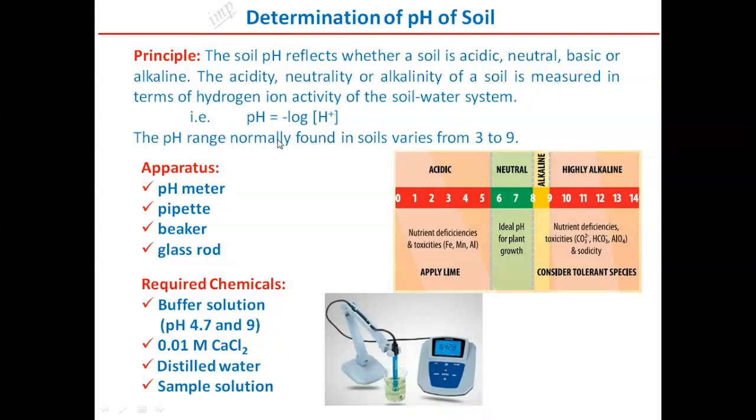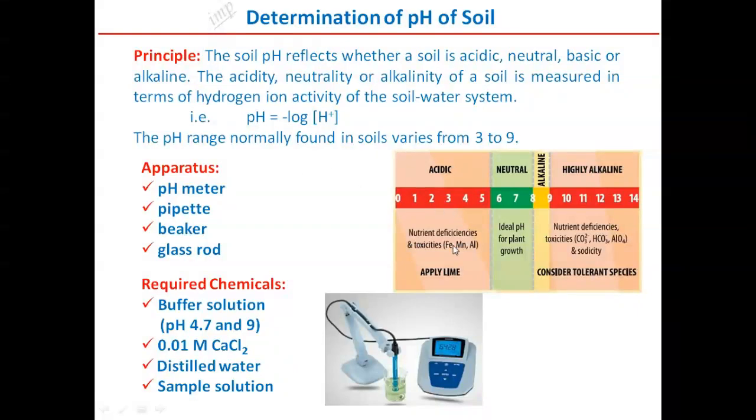The acidity, neutrality, or alkalinity of the soil is measured in terms of hydrogen ion activity in the soil water system. So we need to measure the concentration of hydrogen ions, or the hydrogen ion activity, in the soil water system. That is measured in terms of pH, which is equal to minus log of the concentration of H+ ions. The pH range normally found in soil varies from 3 to 9.